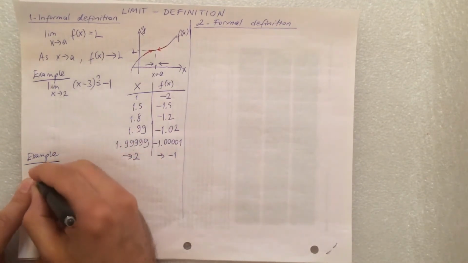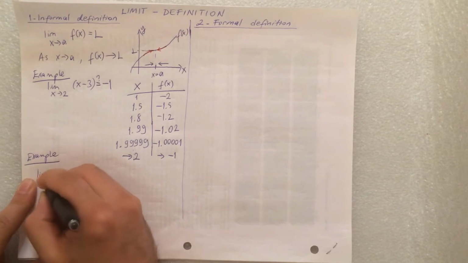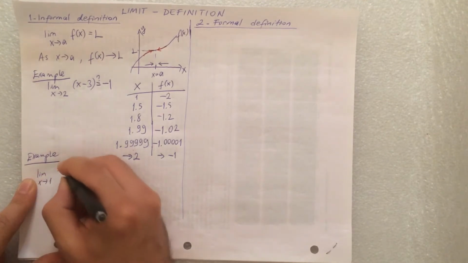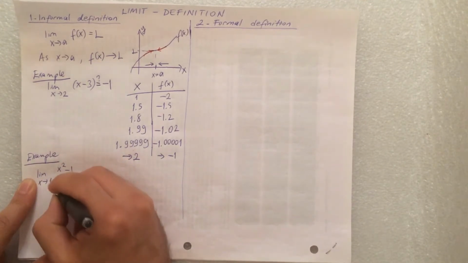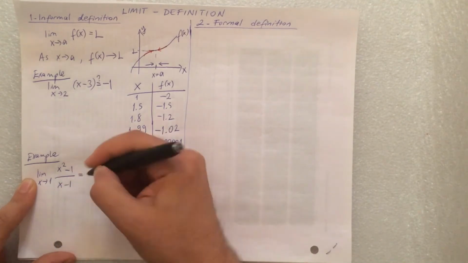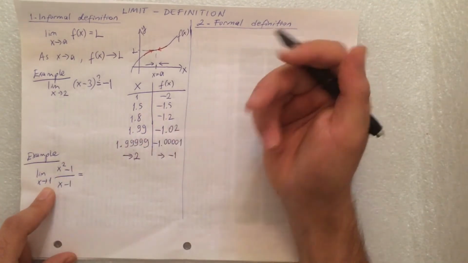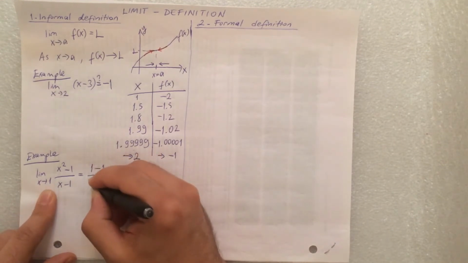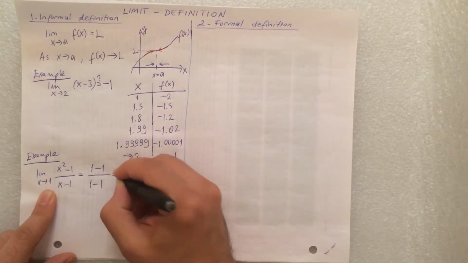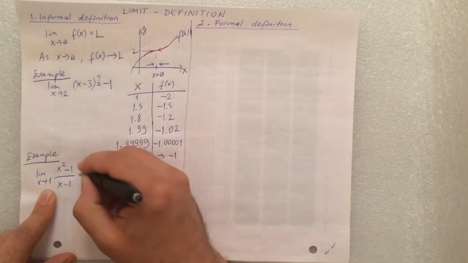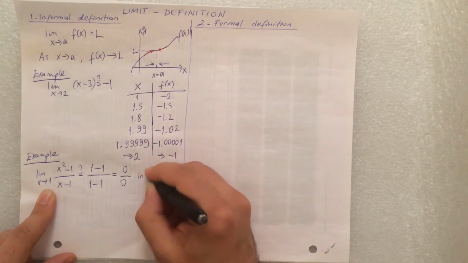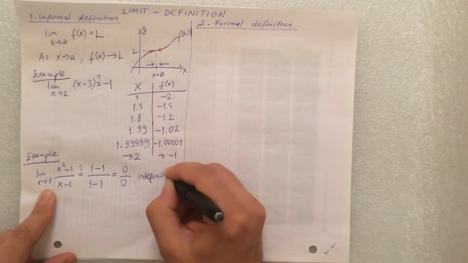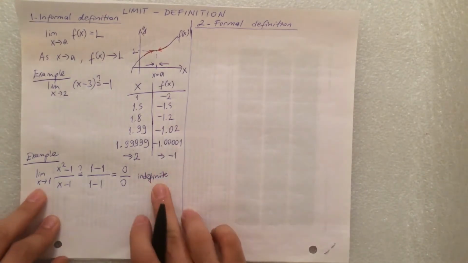So for example, if we have limit x goes to 1, what is the value of x squared minus 1 divided by x minus 1? So if we just insert the value, it's going to be 1 minus 1 divided by 1 minus 1, which is going to be 0 divided by 0. This is indefinite. So there is a problem in here.